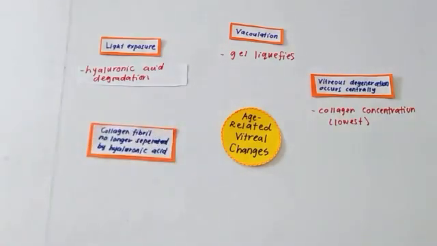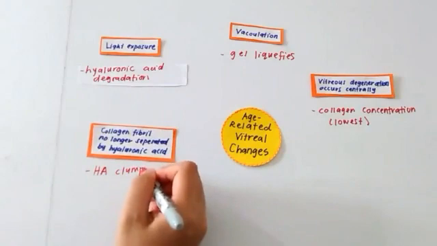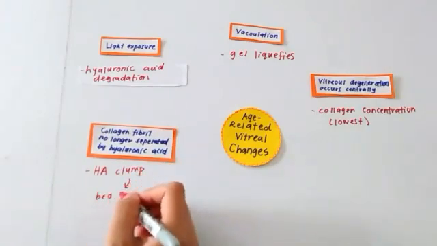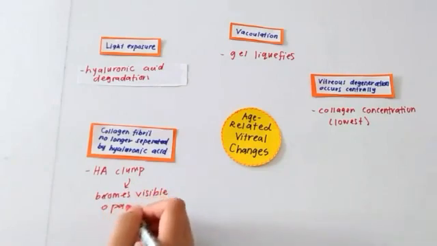Next, the collagen fibrils, which are no longer separated by hyaluronic acid, will form hyaluronic acid clumps, and these clumps will become visible opacities.